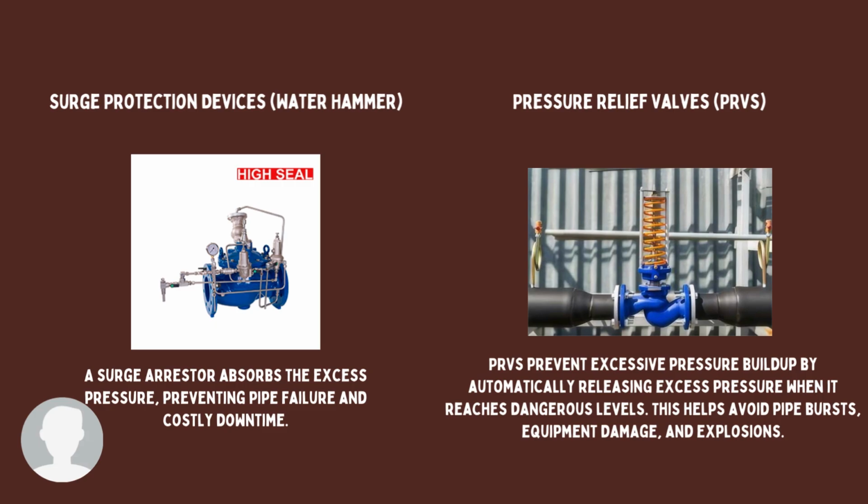preventing pipe failure and costly downtime. The second one, pressure relief valves, PRVs. PRVs prevent excessive pressure build-up by automatically releasing excess pressure when it reaches dangerous levels. This helps avoid pipe bursts, equipment damage, and explosions.